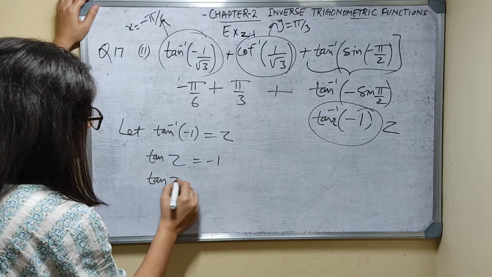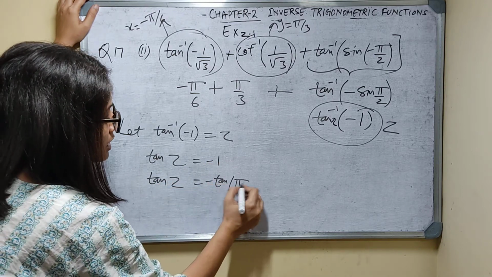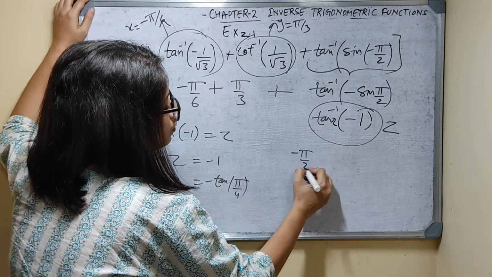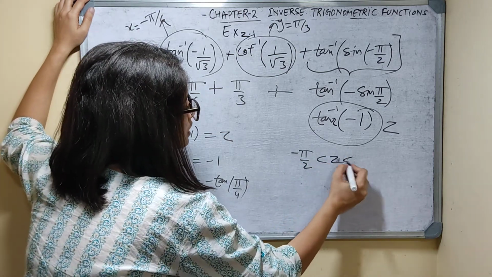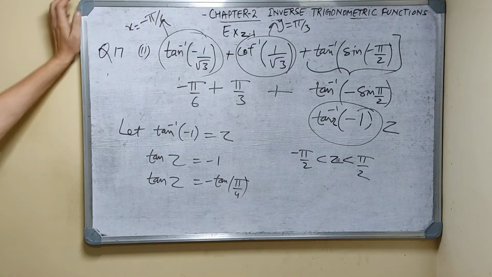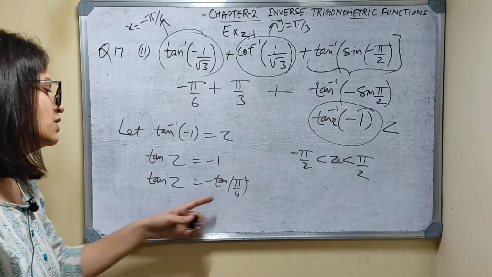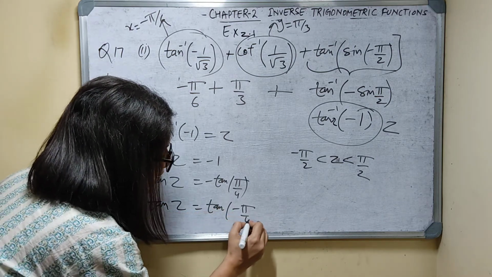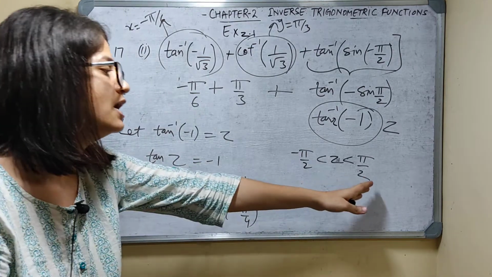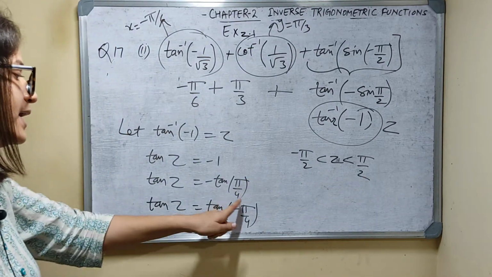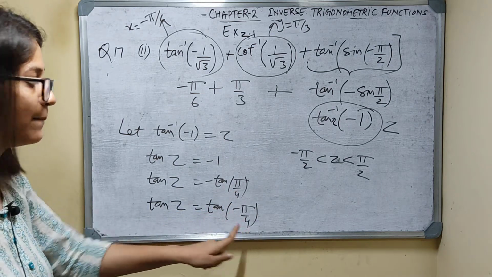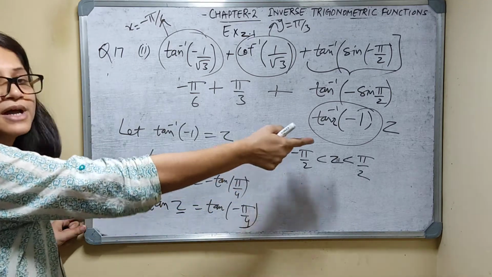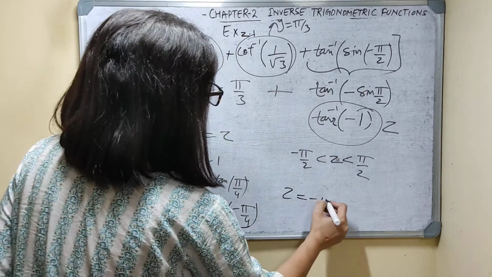Minus 1. It means tan Z is equal to minus 10 pi by 4. Tan 45 is what? 1. And I know the range of tan inverse lies between minus pi by 2 to pi by 2. So tan Z is equal to tan of minus pi by 4, also I can write. Minus 45 degrees lies between minus 90 and plus 90. Because tan of minus theta is minus tan theta, here directly I can say Z is equal to minus pi by 4, because it satisfies this condition. It lies between minus pi by 2 to pi by 2.